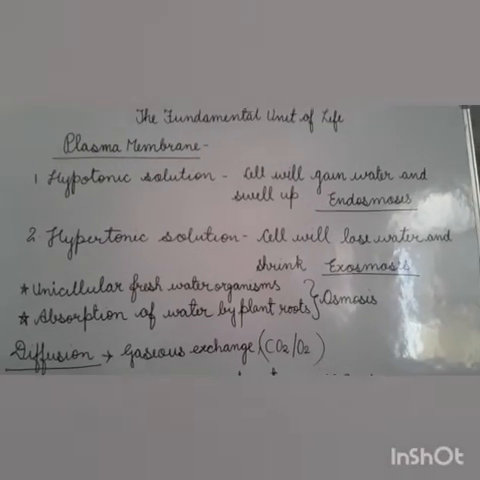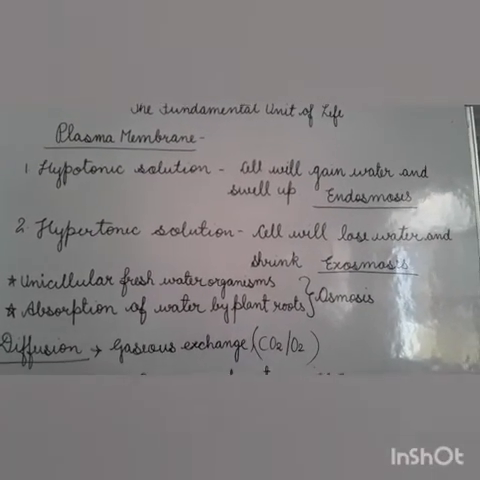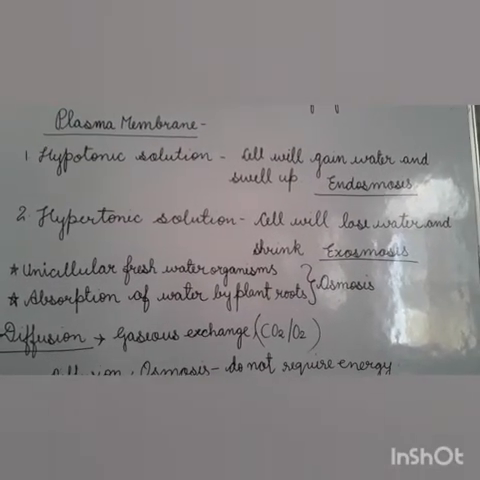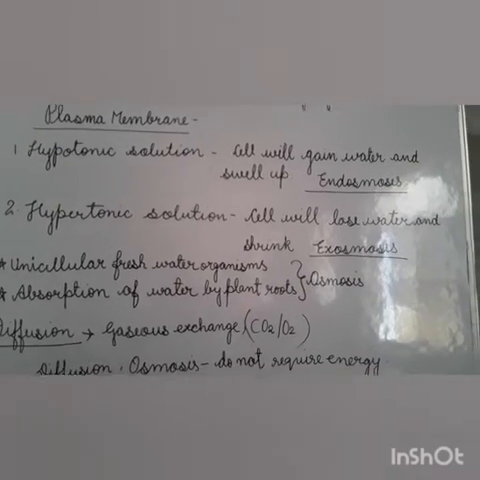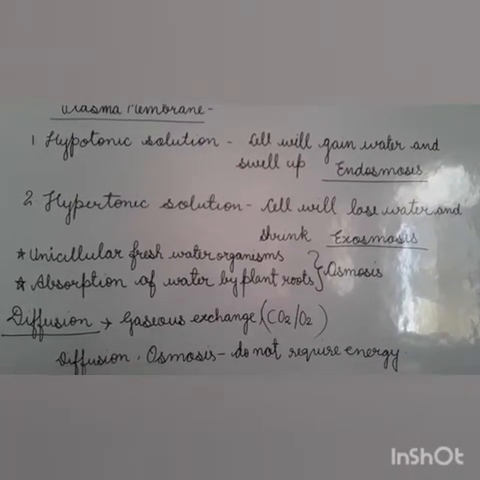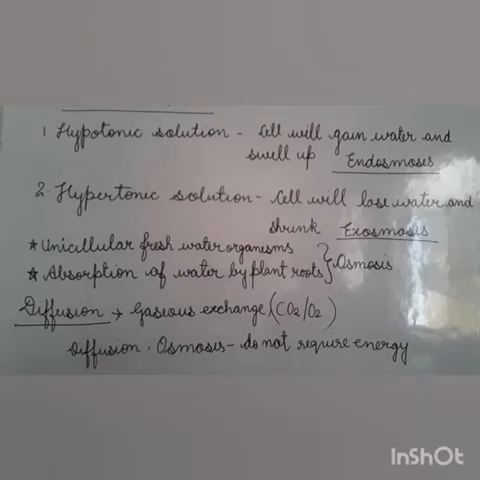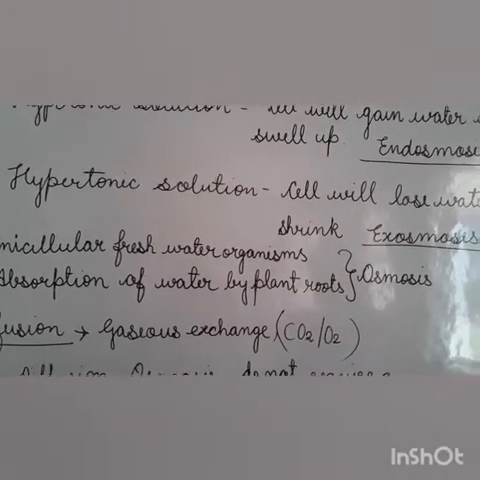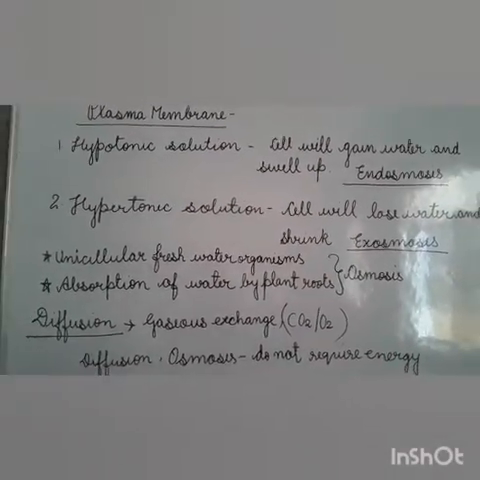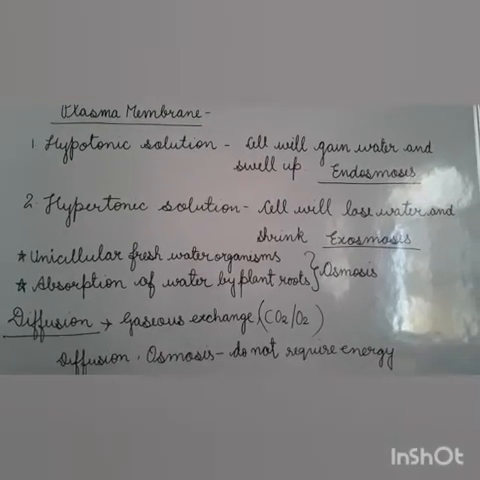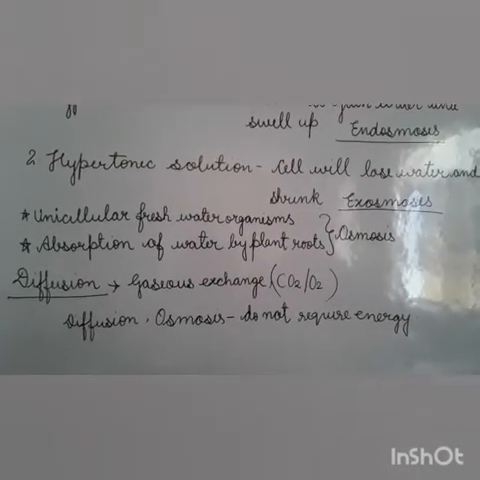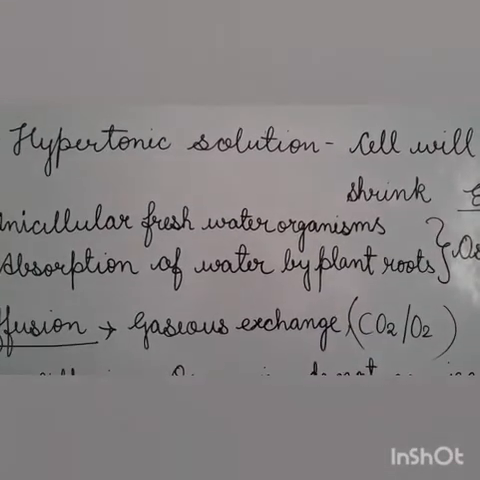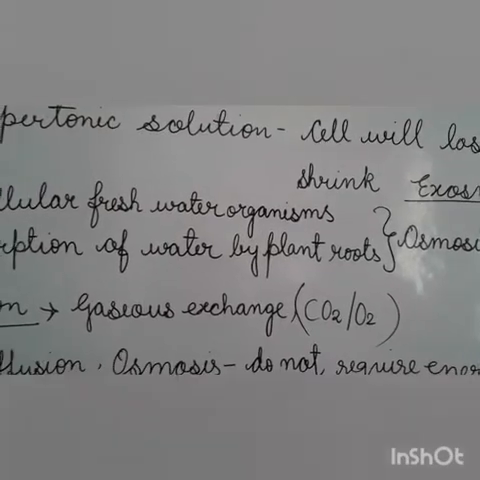So just now we have studied about osmosis and diffusion. You must be thinking, why are these processes important? These processes are important because unicellular freshwater organisms gain water by the process of osmosis. And plants also absorb water. How do plants take water? Their roots absorb water, by osmosis. So osmosis is a very important process.